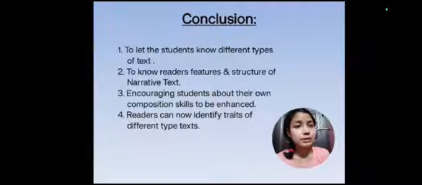Encouraging students about their own composition skills to be enhanced about texts, to know the reader's features and structure of narrative text so that they can identify that it's a narrative text whenever they read anywhere. Readers can now identify the traits of different types of text, and encouraging the students about their own composition skills.